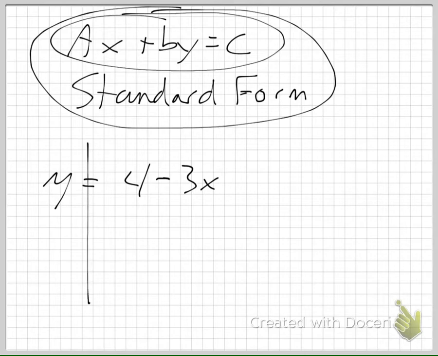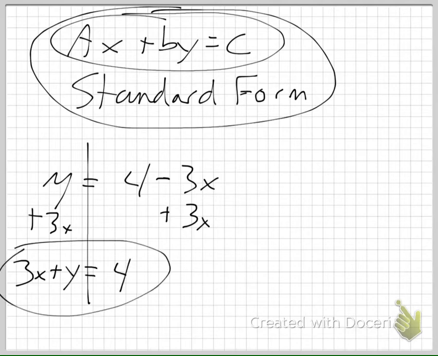First of all, is this in standard form right now? No, not at all. Because I have an x and the y not on the same side, right? There should be a single number on the right and an x and a y on the other side. So let's check it out. What if I did this? What if I went plus 3x and plus 3x? What's that give me now? 3x plus y equals 4.